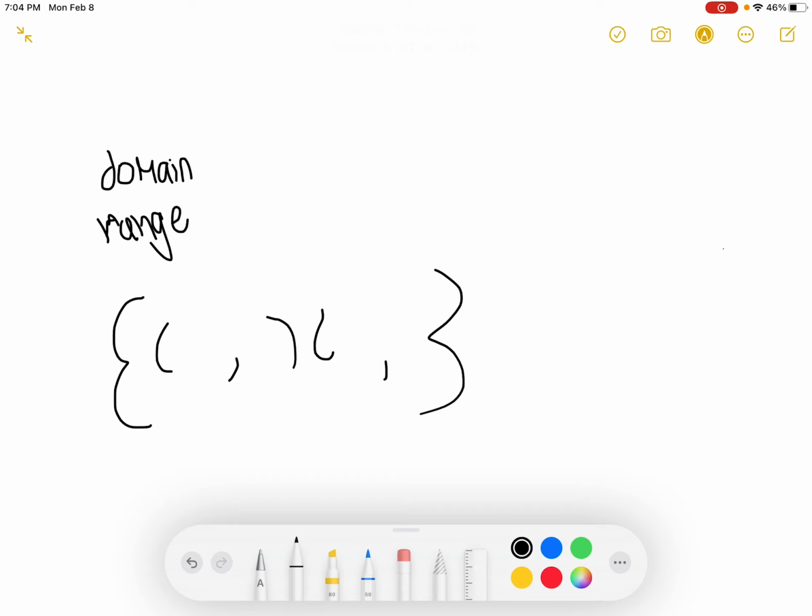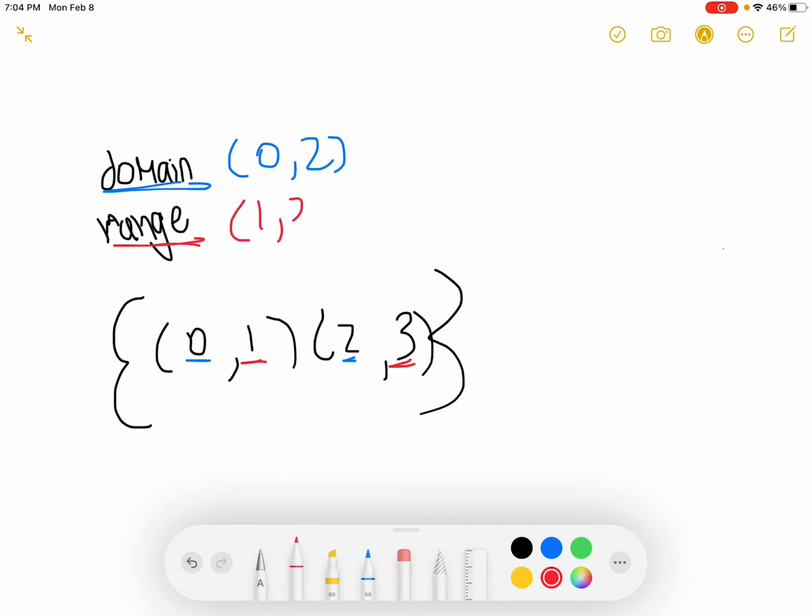Just to give an example, let's give an example. Alright, 0, 1, 2, 3. Just a simple example. Here's the domain. Sorry, I didn't mean to write that. And that's the domain. Range, 1 and 3. So we could say that the domain is 1, 0, 2. And then we have the range that's 1, 3. There you go.